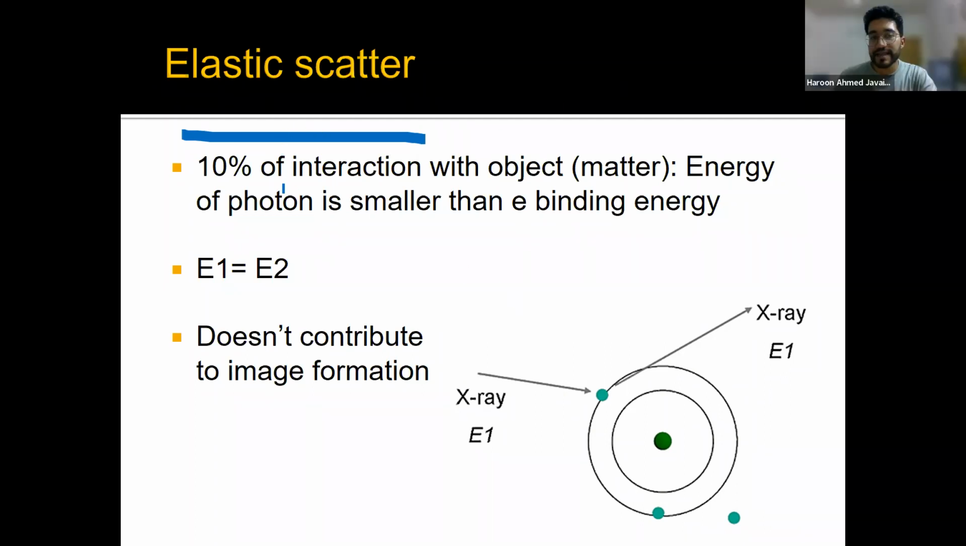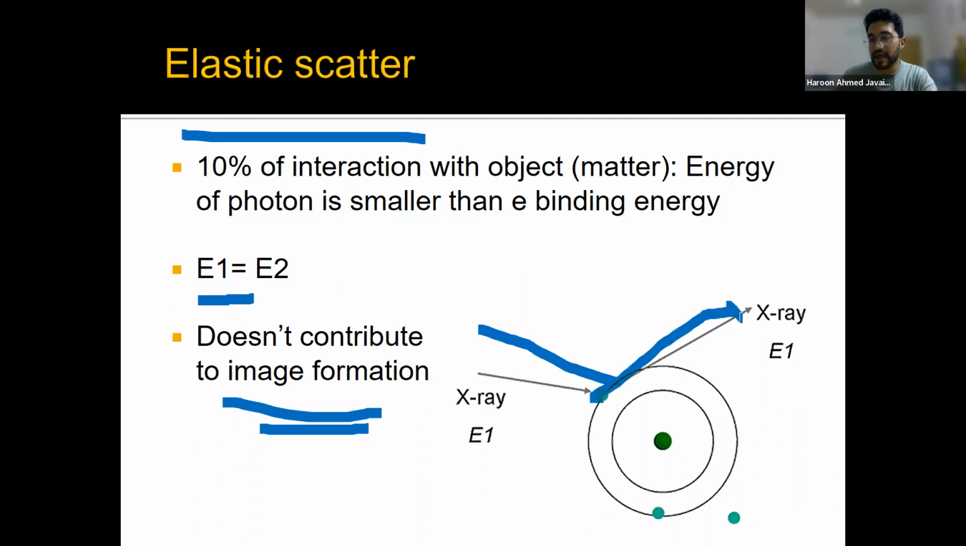So the third one is elastic scatter. Basically what it's trying to tell you is that this one does not contribute to image formation. Energy before is the same as energy after. So you have an X-ray, it goes here, it interacts with this particle, doesn't do anything to it, and is just released. And the energy before is the same as after. About 10% of the total X-rays will interact in this method. And the important thing is that it will not contribute to image formation. That's why it's useless for us. Basically, it's not going to help us out.